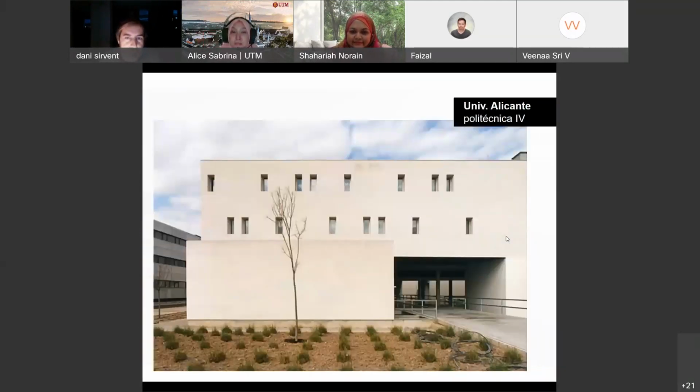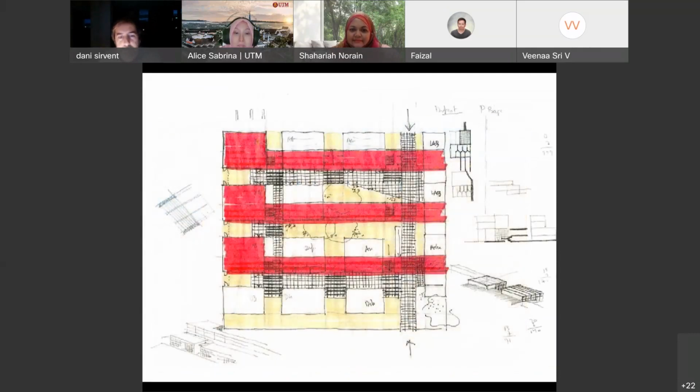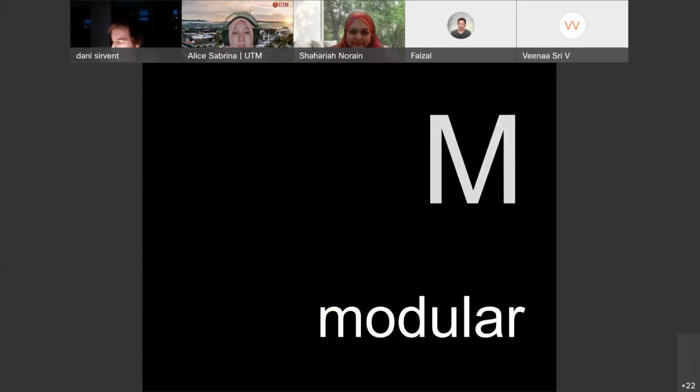And this is my university. This is the Polytechnic University that I attended for the last 20 years. This is a part of this university, and you can see this one is a very rational plan. It was a building made 20 years ago, and with this picture, I want to introduce the first concept of my systems: the modular systems.